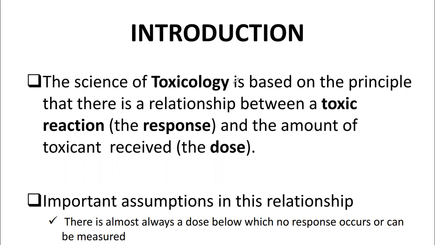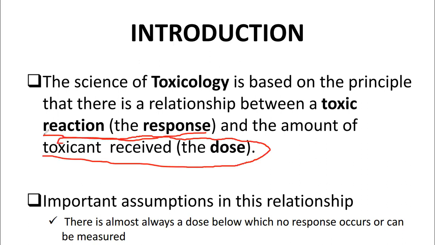So they're saying the toxicology of science is based on the principle that there is a relationship between the toxic reaction, which is the response, as well as the amount of toxicant, which is the dose that a person receives. But allow me to bring it in this way, that there can never be a reaction without the dose. So this comes first. First thing first, a person has to be given the dose or the toxicant, even the drug. Yeah, we've heard of, when I take such medicine, I have side effects. Side effects can never come minus being given the dose.